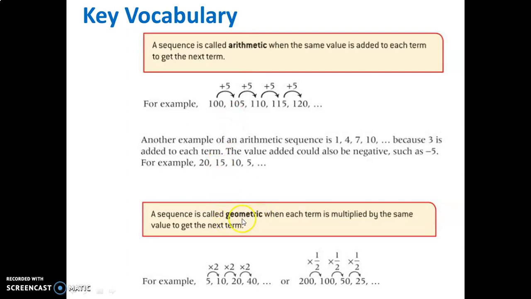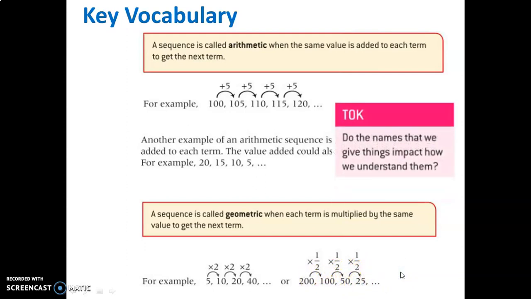These occur when each term is multiplied by the same value to get the next term. For example, we have 5, 10, 20, 40. To turn a 5 into a 10, we multiply by 2. And then multiply by 2 again to make it 20. Multiply by 2 to make 40. This is called a geometric sequence when we're multiplying to get the next value. These can also decrease, just like we saw this arithmetic one decreasing. Geometric can also decrease, like here. We multiply by half, multiply by half, and it decreases. So those are geometric.